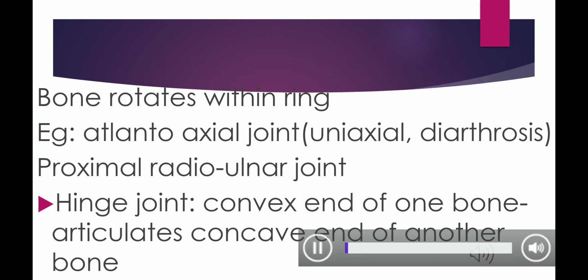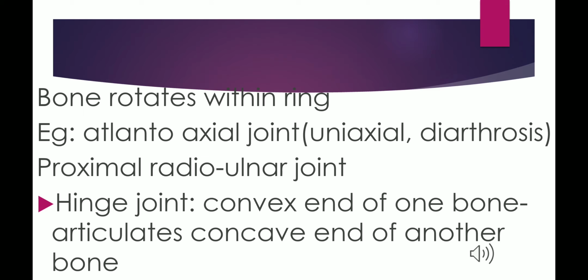So we have already discussed that in a pivot joint, the round portion of a bone, that is the projection of a bone, is enclosed in a ring of another bone, and it is held in position by means of a ligament. So it rotates only in a single axis, that is, it is uniaxial.